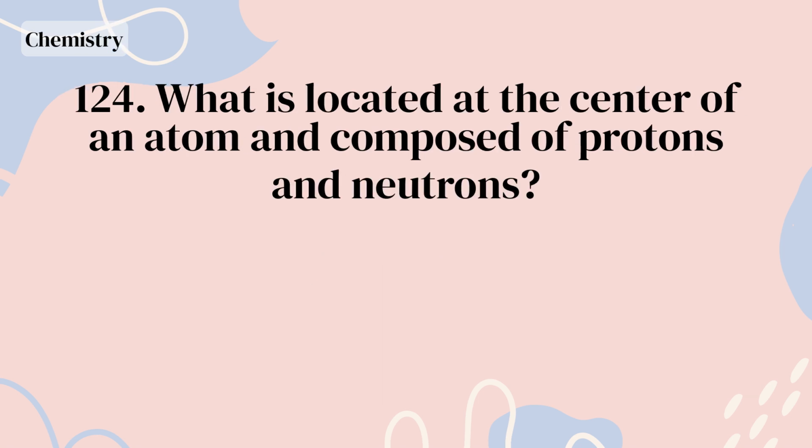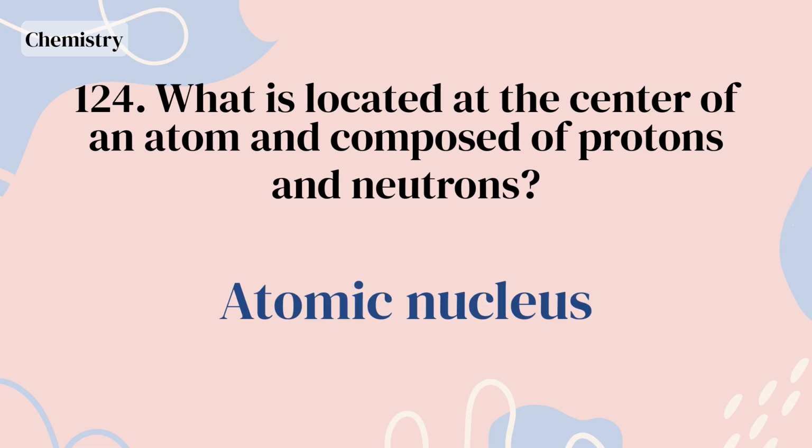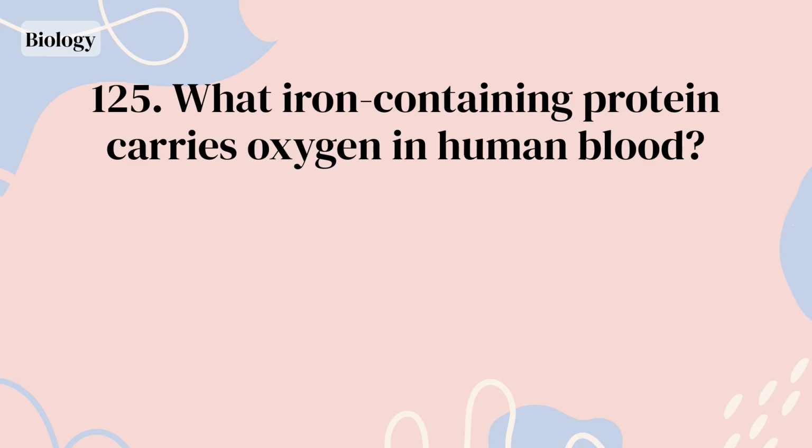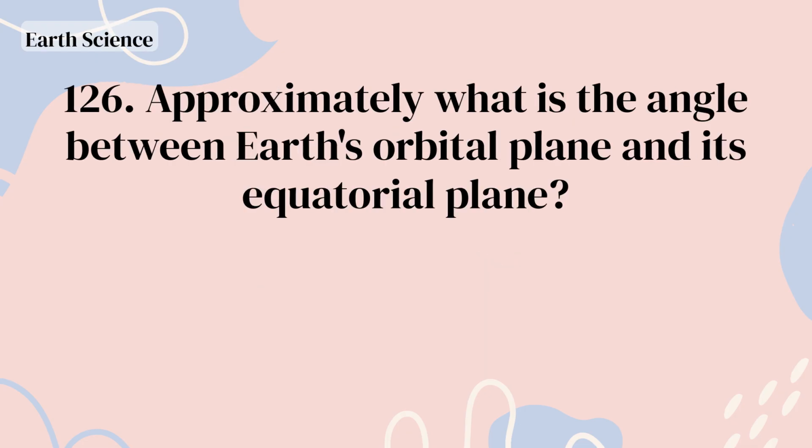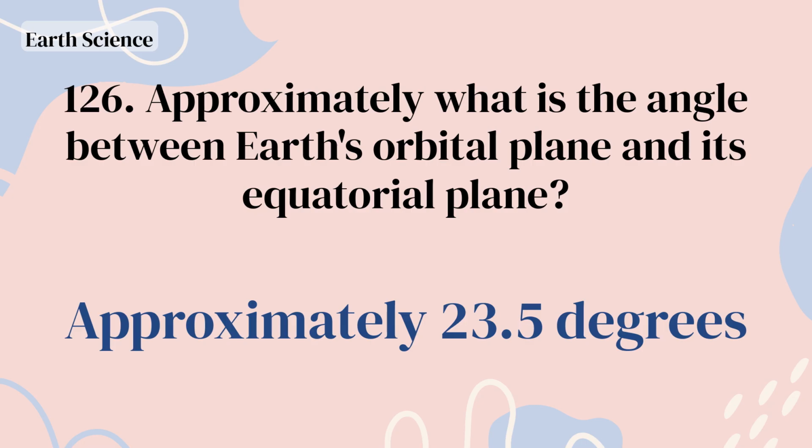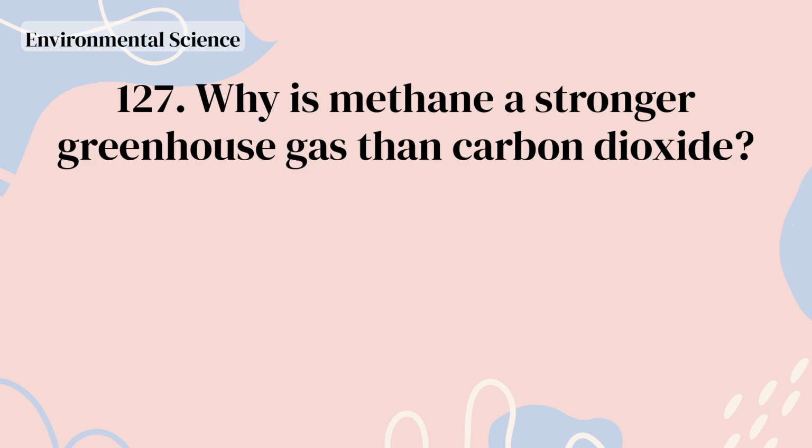23 pairs. What is located at the center of an atom and composed of protons and neutrons? Atomic nucleus. What iron-containing protein carries oxygen in human blood? Hemoglobin. Approximately what is the angle between Earth's orbital plane and its equatorial plane? Approximately 23.5 degrees. Why is methane a stronger greenhouse gas than carbon dioxide?